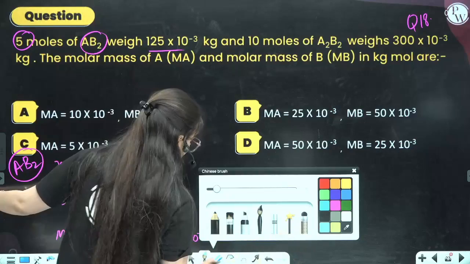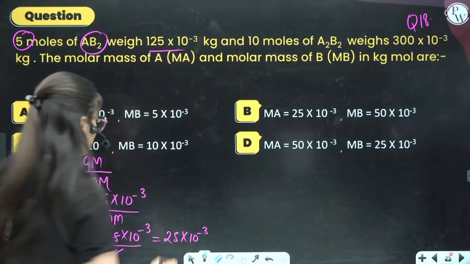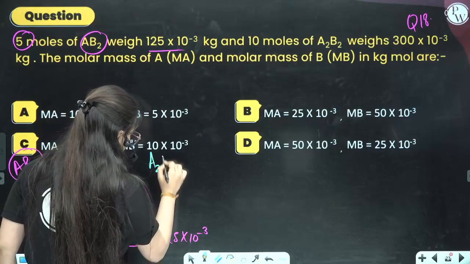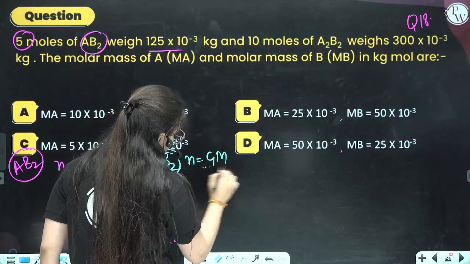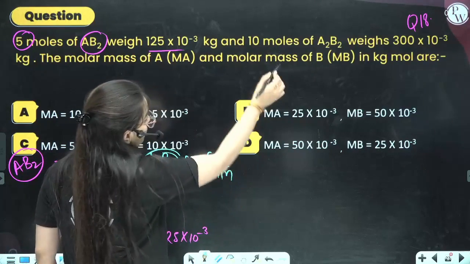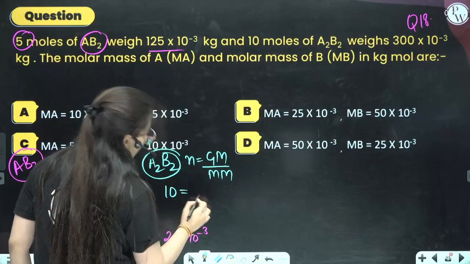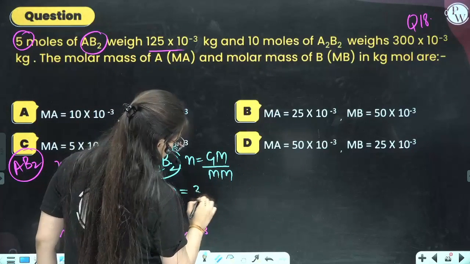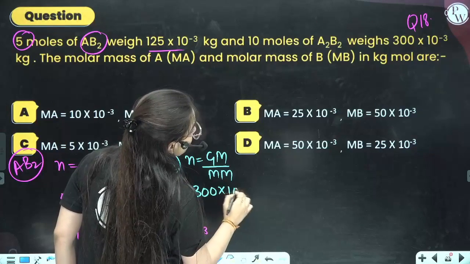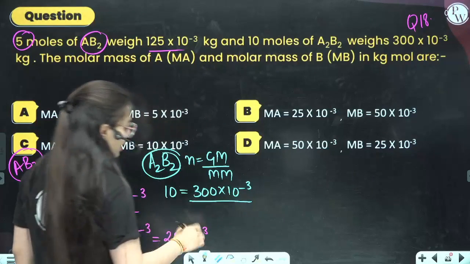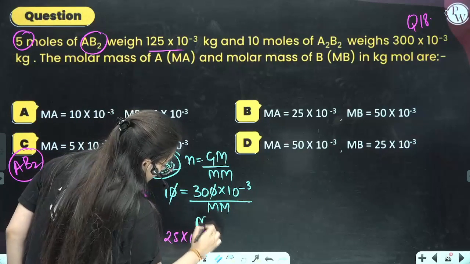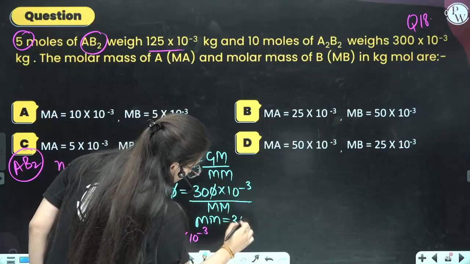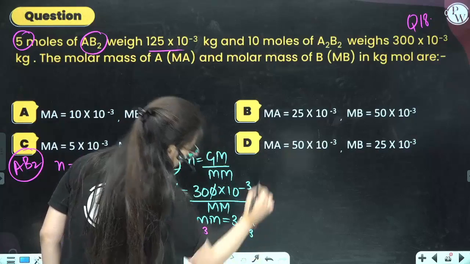Similarly, can we calculate the molecular mass for the next molecule? Yes, for A2B2. Again, number of moles is equivalent to given mass upon molecular mass. Number of moles here is 10 moles, and given mass is 300 into 10 raised to the power minus 3, divided by molecular mass. When you solve it, molecular mass comes out to be 30 into 10 raised to the power minus 3.